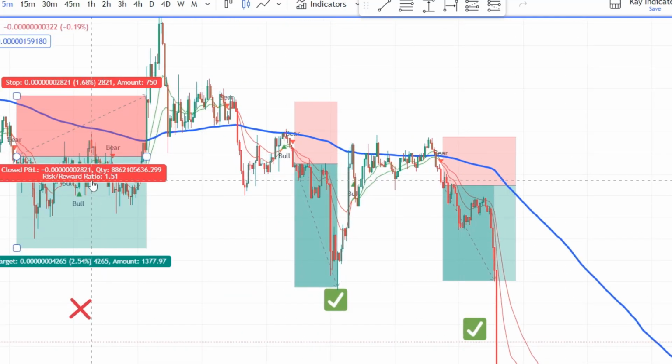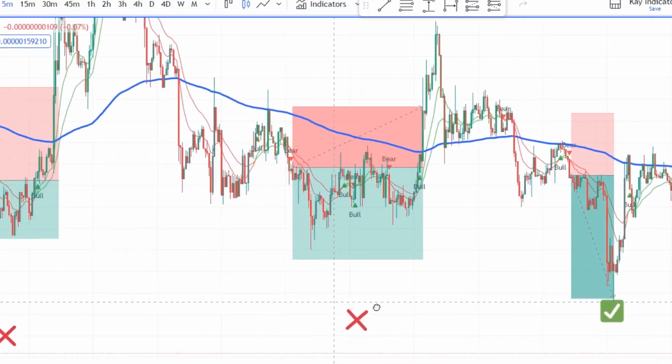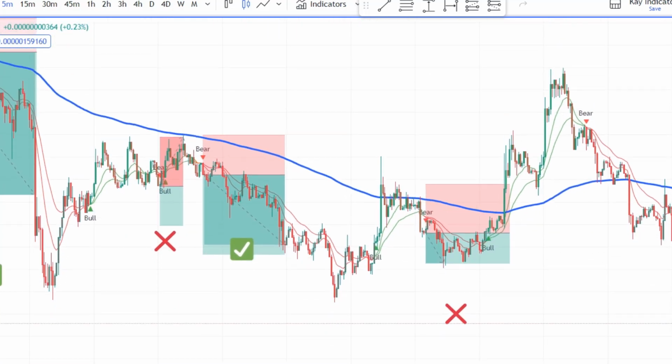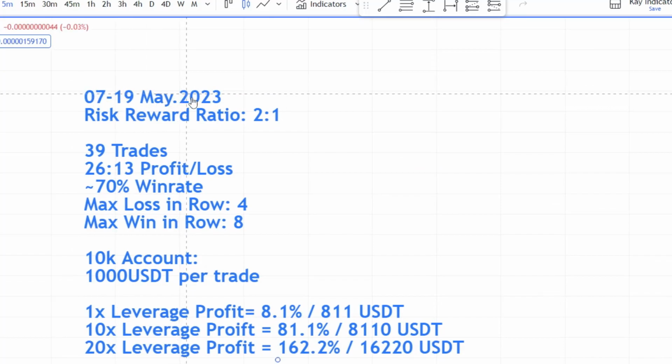But then we had three shorts in a row. No, that was a lost trade. Sorry, two shorts in a row, 3.42% plus 2.68% profit. And now let's get to the results. From May 7th to May 19th, 2023, the risk-reward ratio, as mentioned, was 2.1.